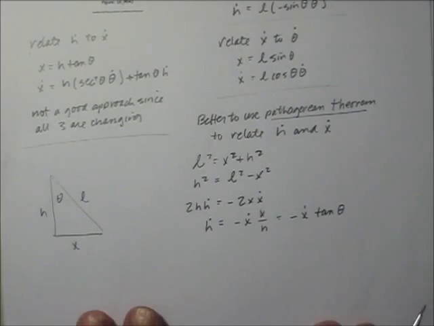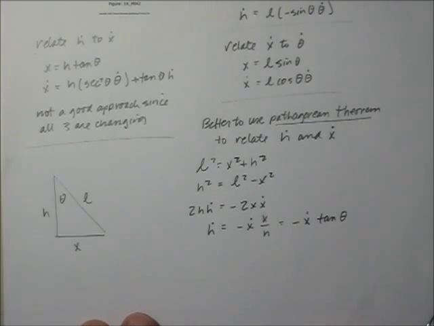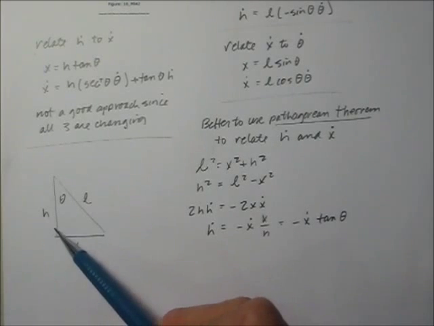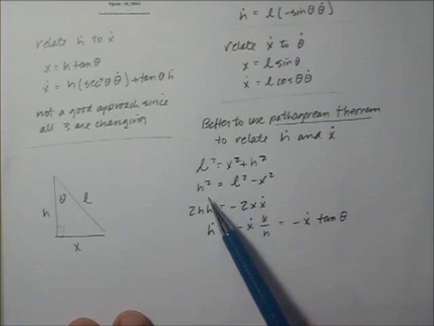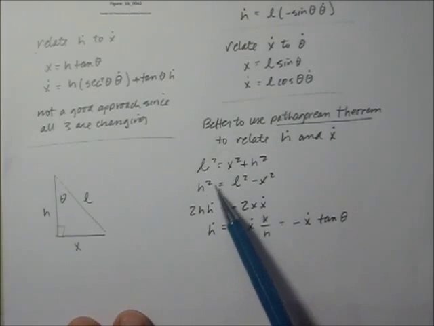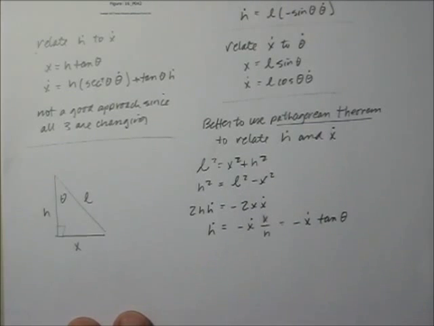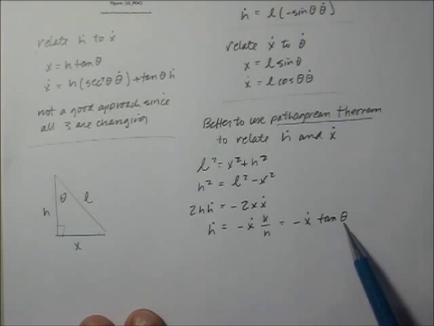So in those cases, it might be better to relate x and h through a Pythagorean theorem and say that L squared is equal to x squared plus h squared, because this is a right triangle like that. And now we can more easily take the derivative of something like that, where taking h on one side and x on the other side, the derivative of L being a constant goes away, and we can get a relationship between h dot and x dot through the angle.